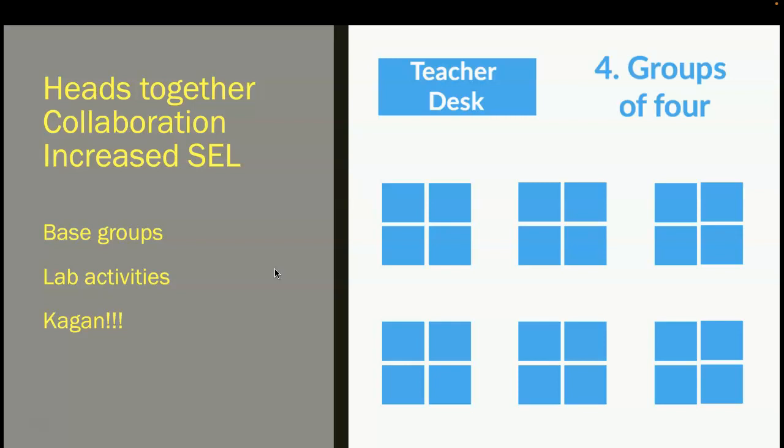So this particular setup works great for base groups, where each of these pods of 4 becomes a group and they get together at the beginning of the day. They talk about their day. They work on time management and organizational skills. They look at the tasks that they have, and they're sort of accountable to each other to help each other, which can be very helpful in inclusion settings. This setup works great for lab activities, also for centers, and it also works fantastically for Kagan.